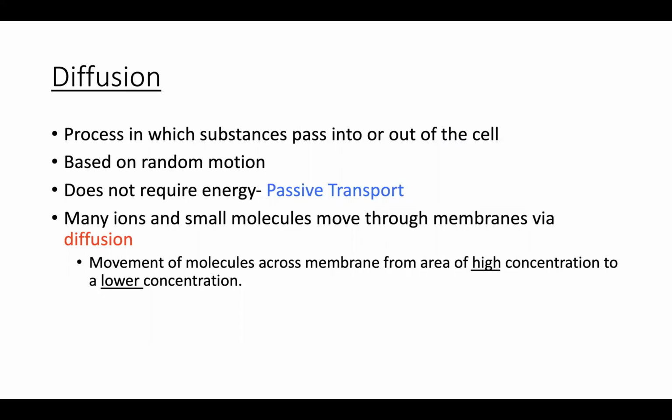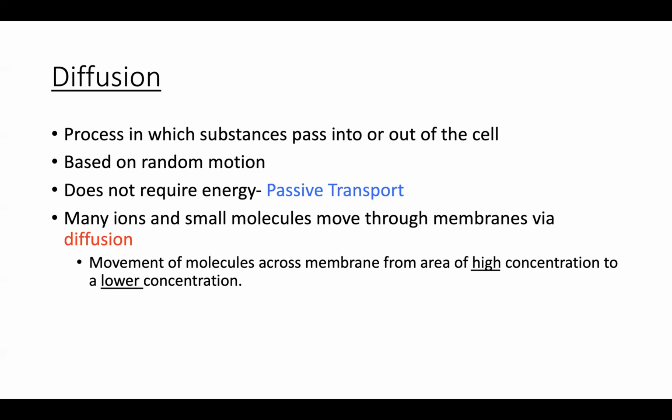Diffusion is a form of passive transport because it does not require energy. It is based on random motion. Okay, so random movement of these molecules will happen, whether you want it to or not. Many ions and small molecules can move through membranes by way of diffusion.